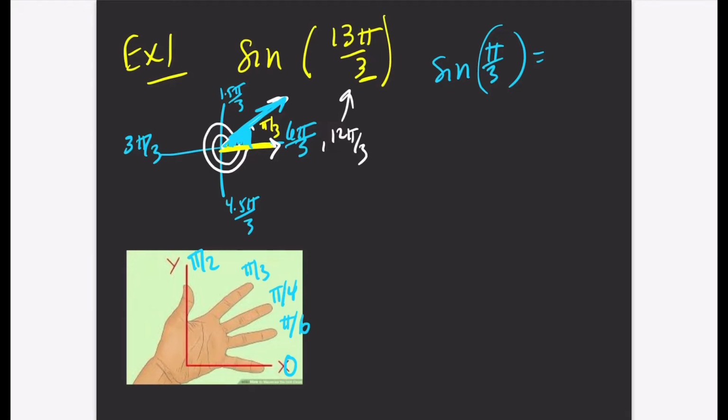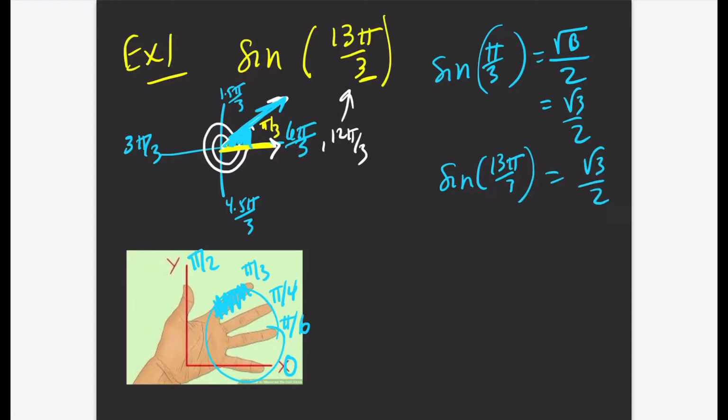Again, we're using pi over 3, so you should pull your index finger back, and we're doing sine. If you remember, sine is the square root of bottom fingers over 2. So if you have your index finger pulled back, square root of bottom fingers, which is 3 over 2. So the sine of 13 pi over 3 is equal to square root of 3 over 2.